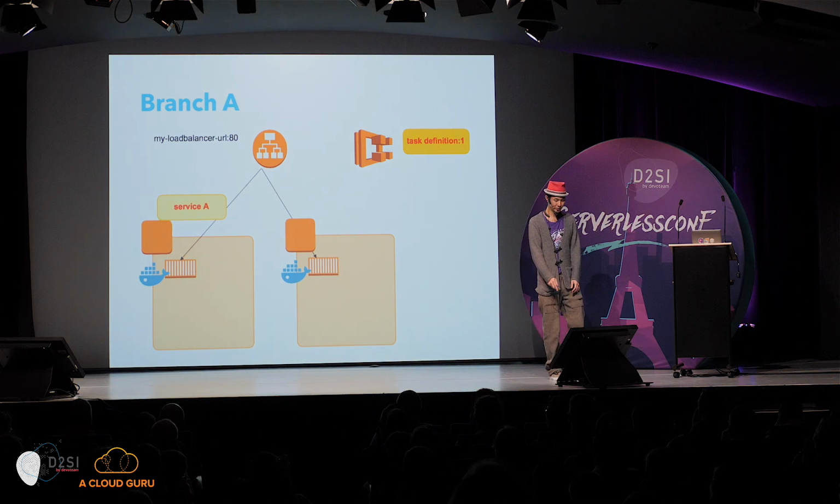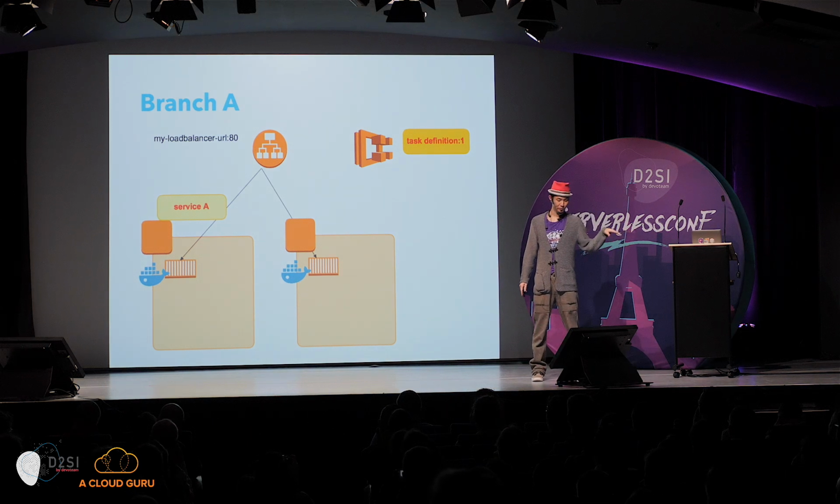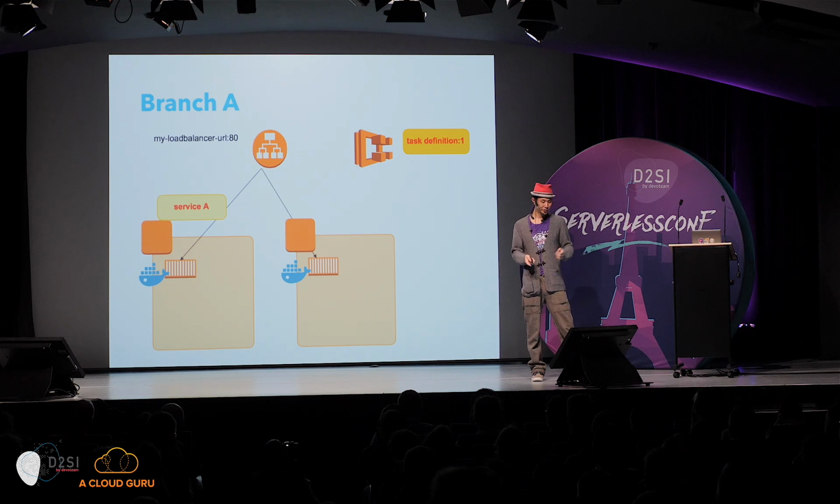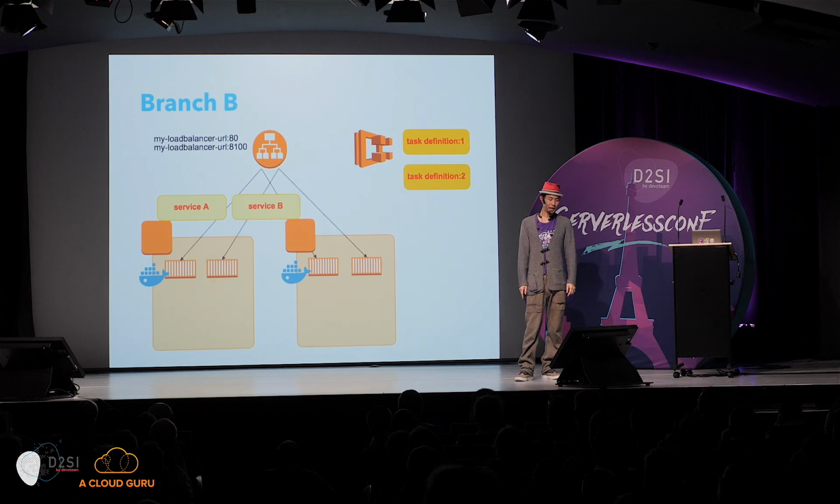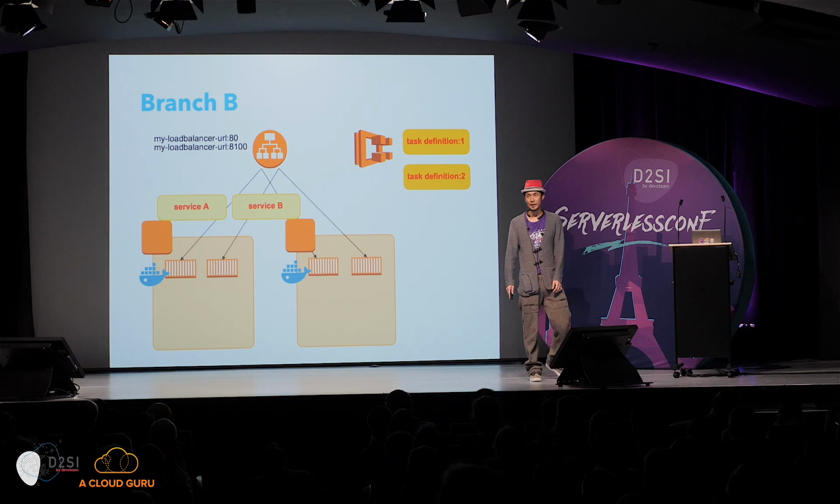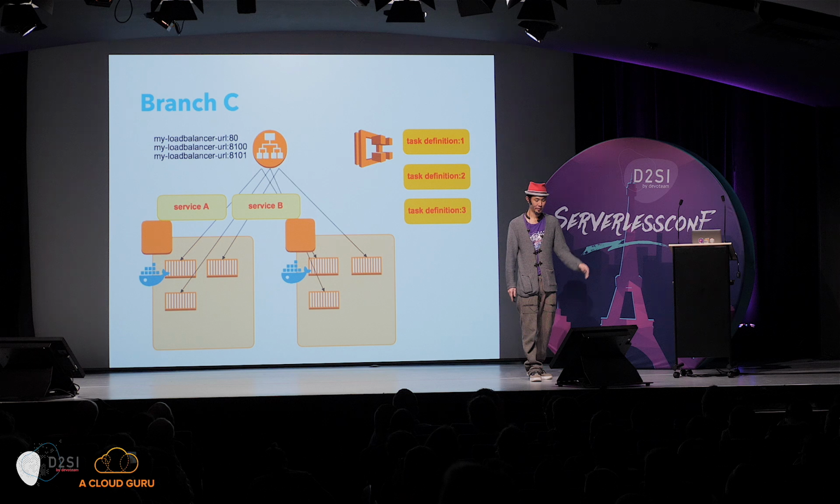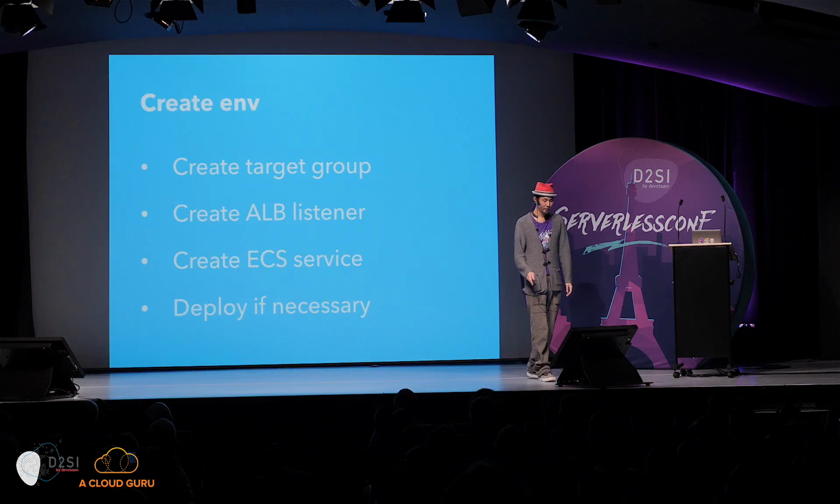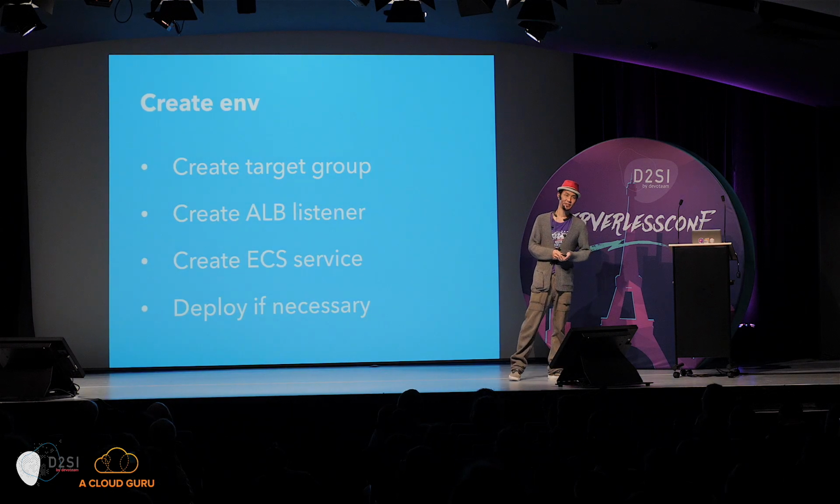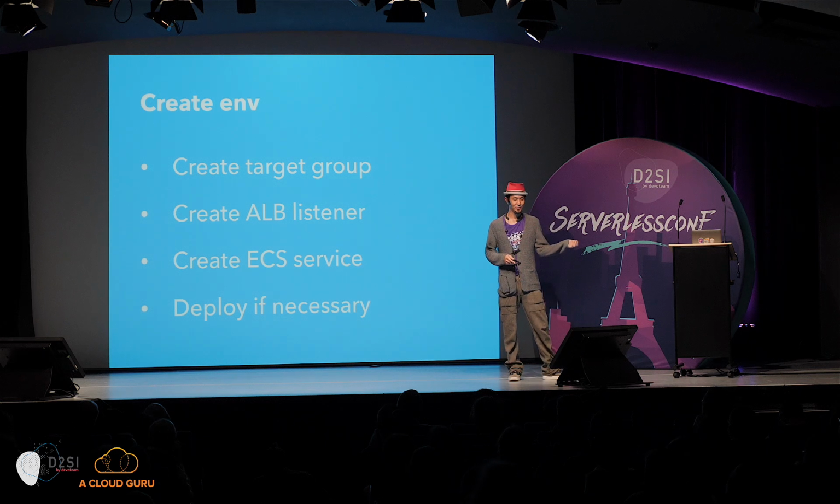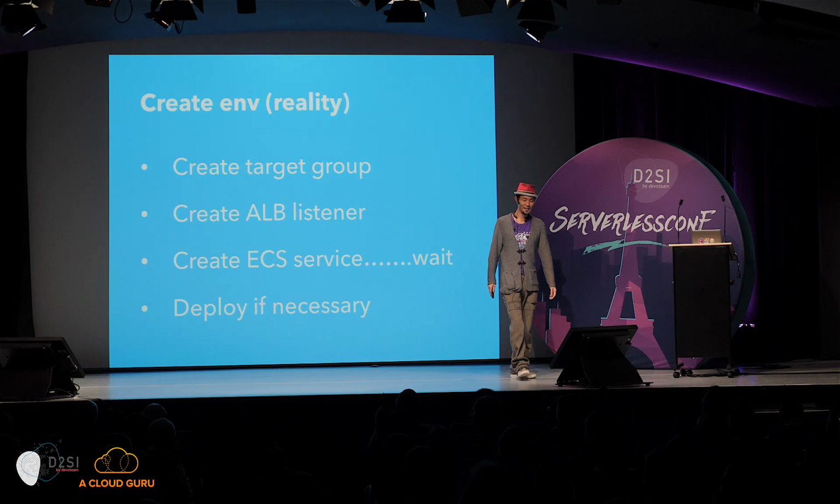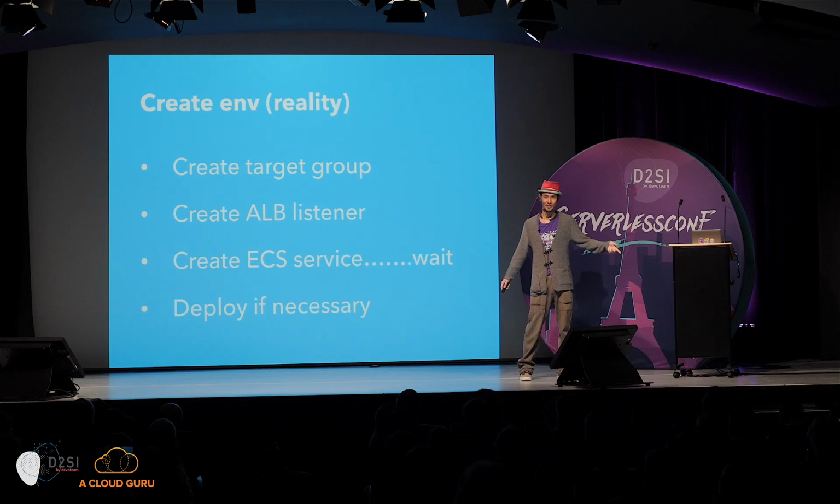So this is one branch. We would have an ECS cluster, one service with a load balancer on ALB. And when the user creates another branch, it would just create a new, random port on the same ALB with a different service and task definition, and so on. Now, creating the environment on ECS is easy. Just create a target group, an ALB listener, ECS service, and deploy if necessary. But in reality, you have to wait for the ECS services.